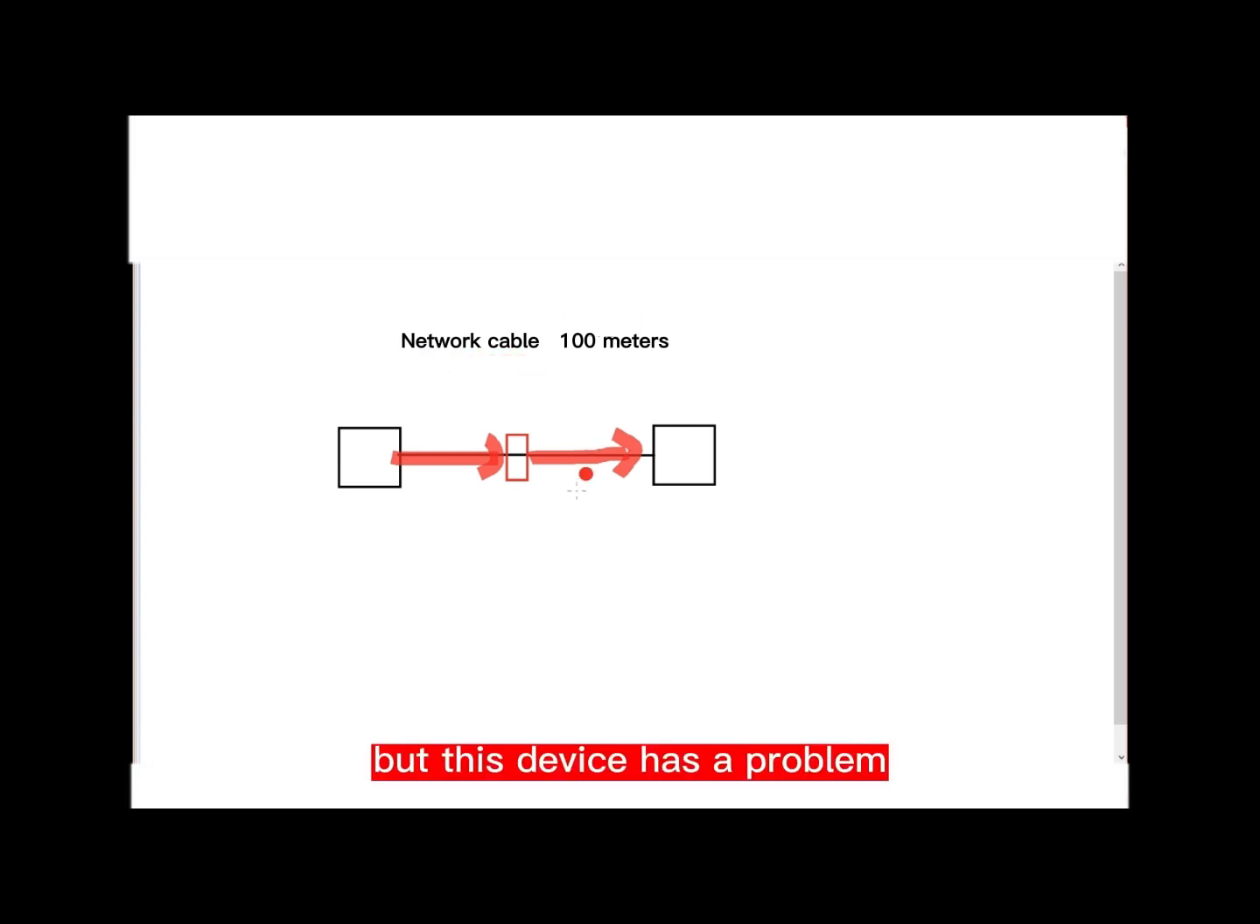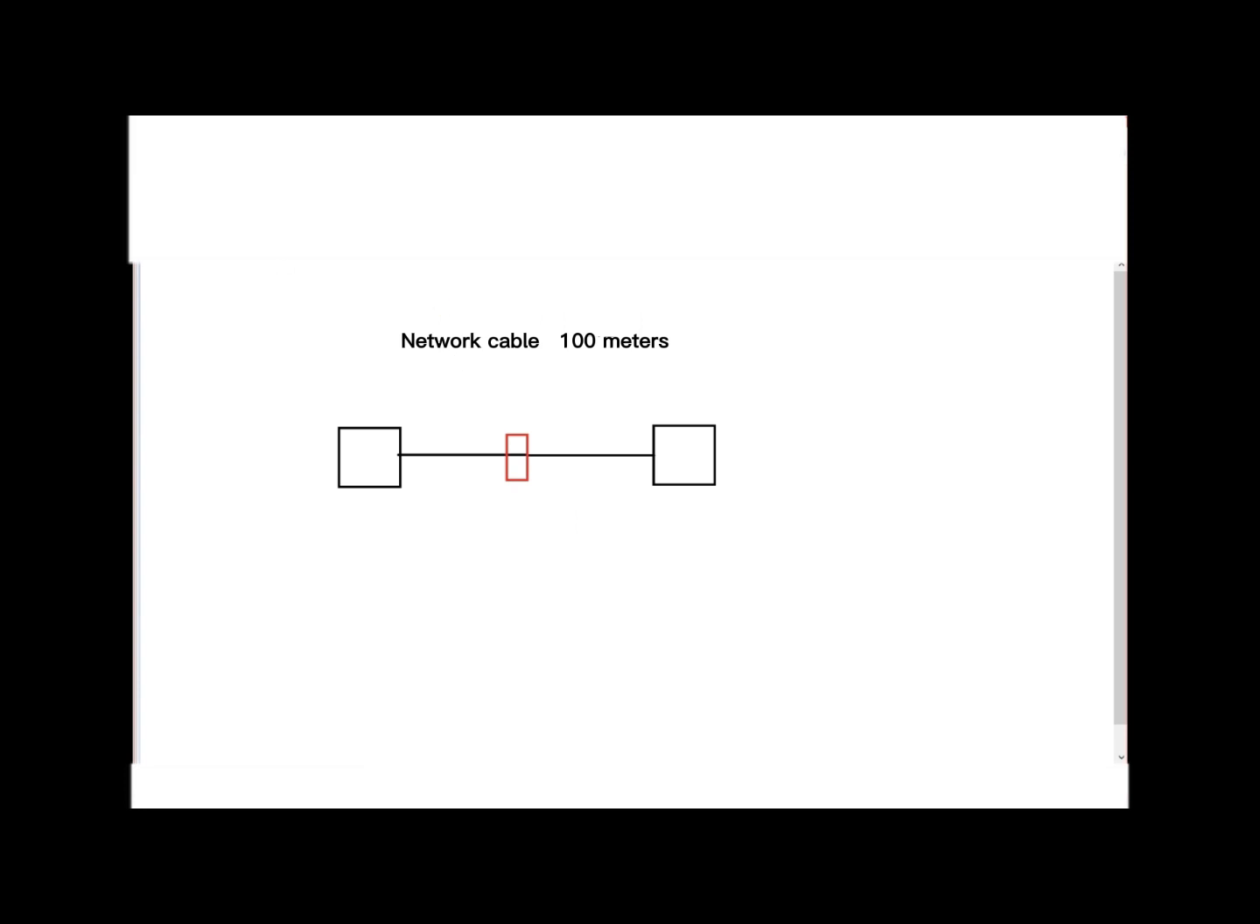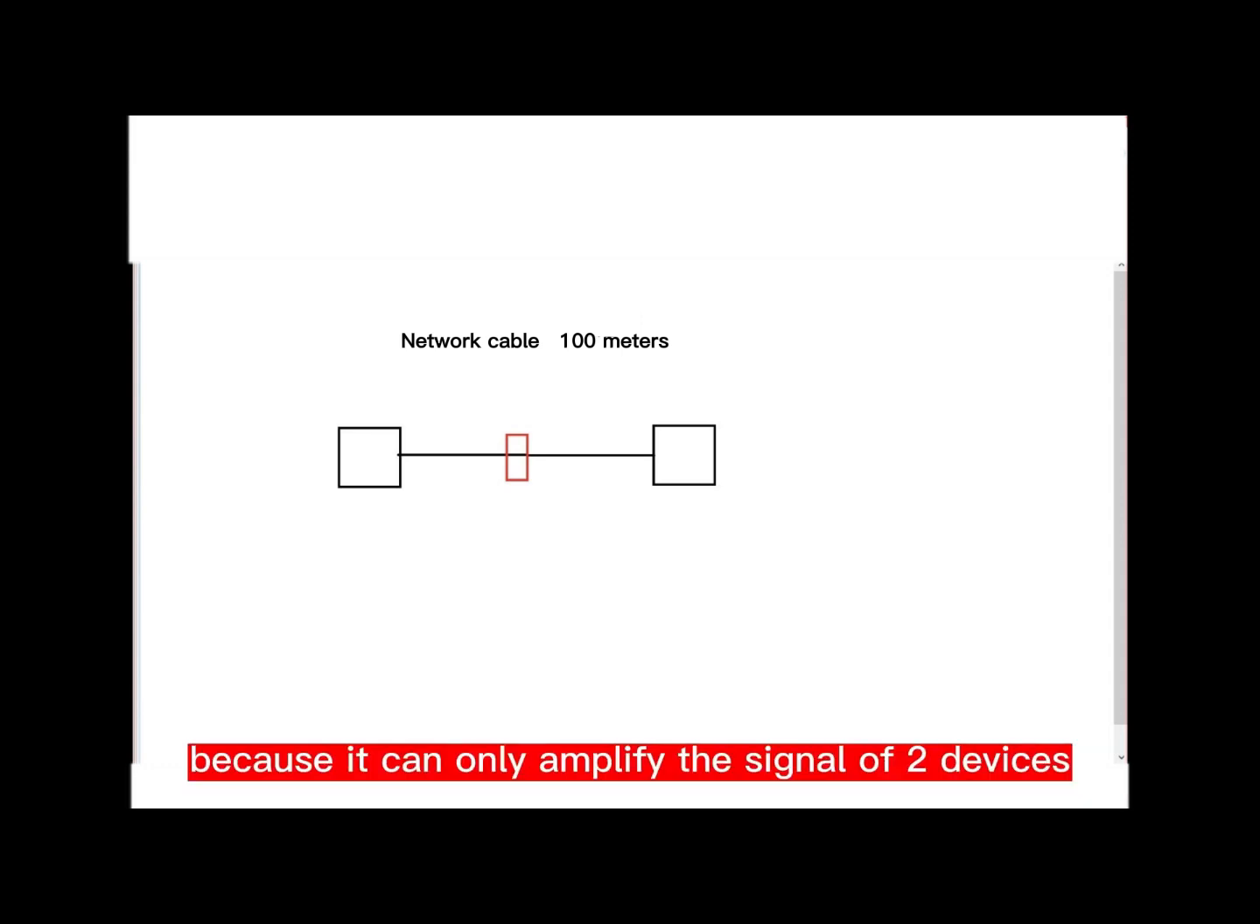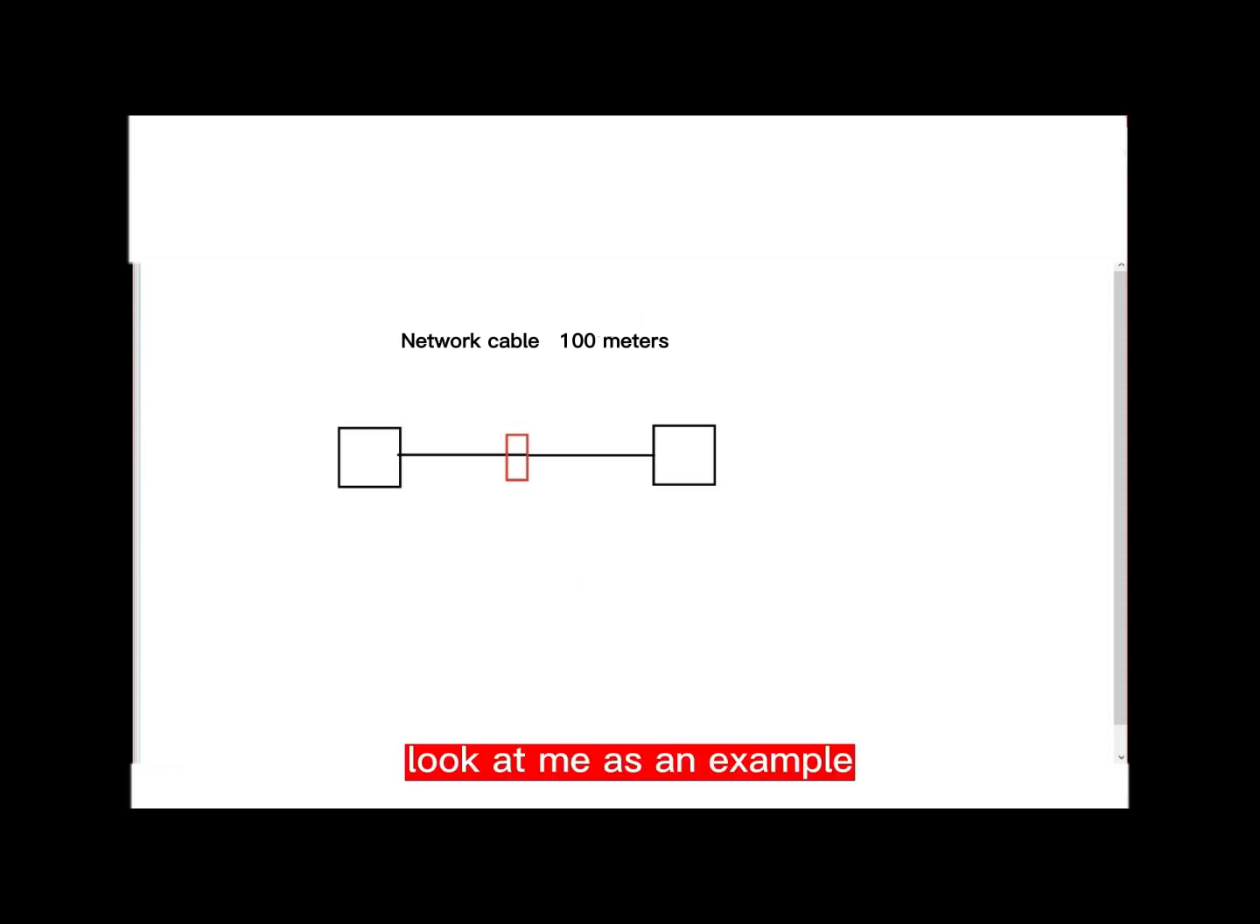But this device has a problem. That is, it has only two interfaces. It has fewer interfaces. Two interfaces are not enough, because it can only amplify the signal of two devices. Look at me as an example. It has only two interfaces. It won't work if you connect another device here. You can't connect a third device. So there's the next generation of devices. After the repeater is the hub. To us, the two interfaces of the repeater are not enough.